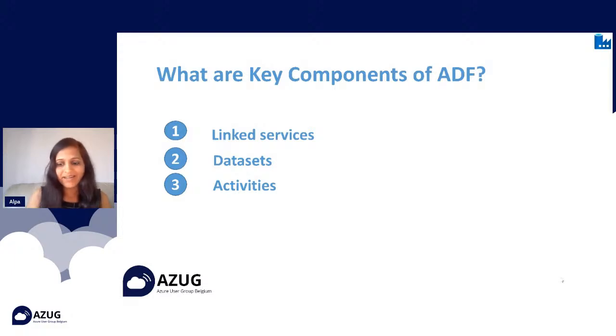So that is activities. Fourth one is pipelines. A pipeline is a collection or logical group of your activities, and they do a specific task. So that is called a pipeline.